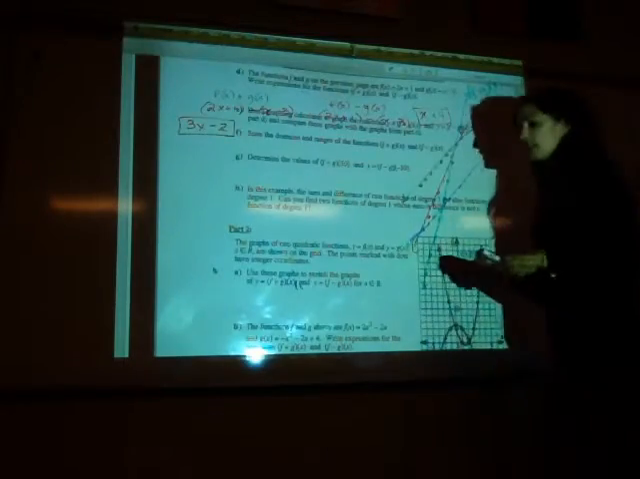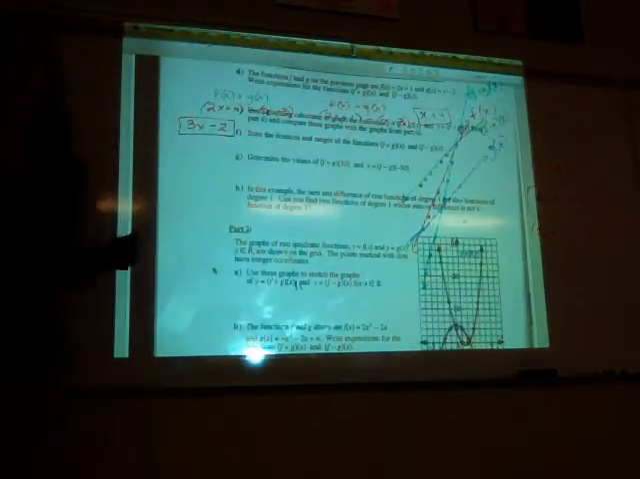Now we're going to state the domains. And yesterday we learned domain and range. So yesterday we learned 2 different ways to state that, the set builder notation and the interval notation. So let's just practice our interval notation.